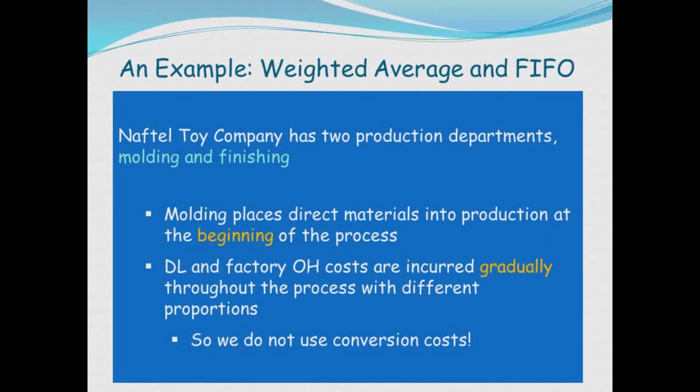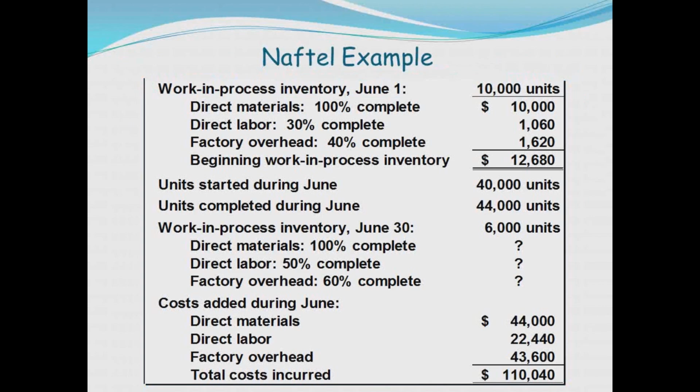Molding places direct materials at the beginning of the process. The plastic is placed into the mold. Direct labor and overhead are incurred throughout the process, but they have different proportions. So we just made the project a little harder because we will not treat them as conversion costs. We'll treat them separately because their ratios are different. Some raw information.